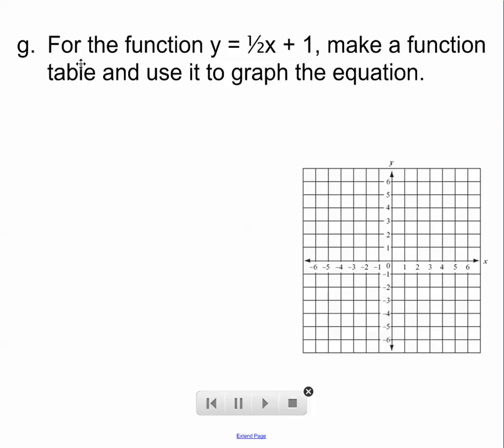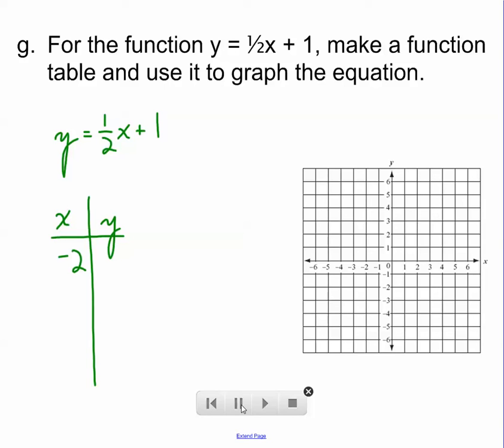For right now, we're going to go to example G, and we're going to do one more together. For the function y equals 1/2 x plus 1, make a function table and use it to graph the equation. Okay, so y equals 1/2 x plus 1. Whatever x is, we're going to take half of it and then add 1. So I'm going to choose some numbers here to plug into my table. I'm going to use -2, 0, and 1. I'm sorry, 2. I'll tell you why here.